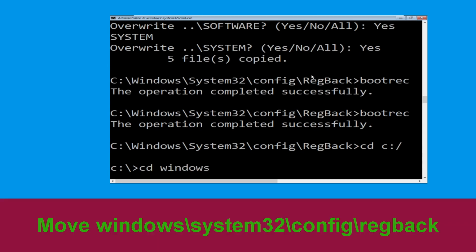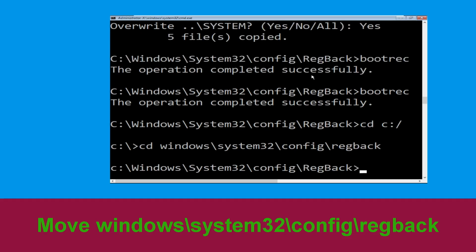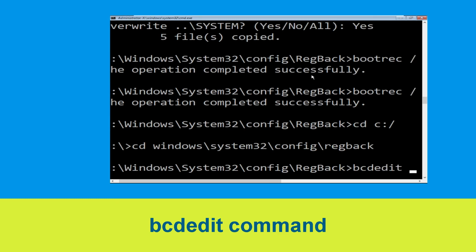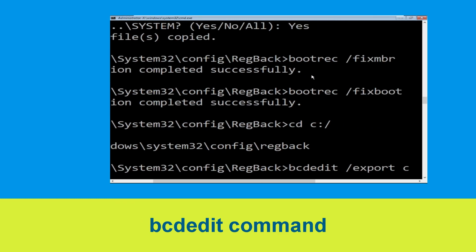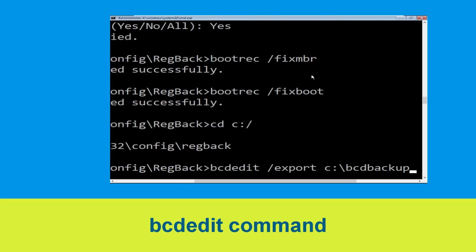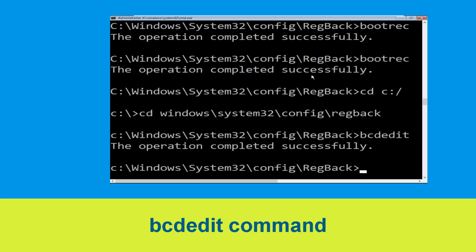Now execute this command. Type cd space Windows/System32/config/regback, then simply hit enter to execute this command. Type bcdedit space /export space c:/bcd backup and simply hit enter to execute this command.